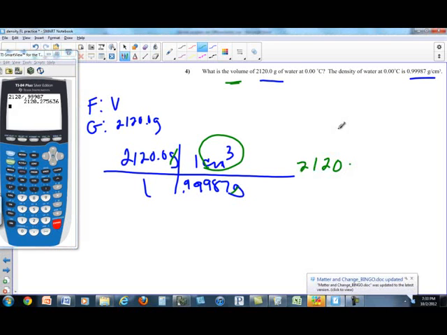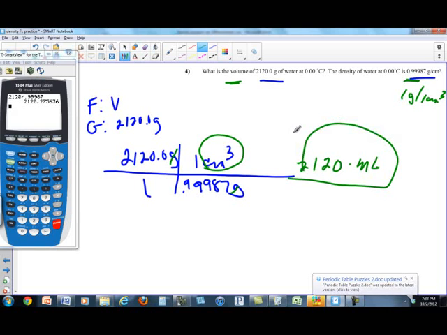2120 milliliters. Okay, not real surprising because this density is almost 1, which says there's 1 gram for 1 centimeter cubed. So my volume comes out the same. Well, actually, I've got 5 sig figs here, so I can go 2120.3, so it's not exactly the same.